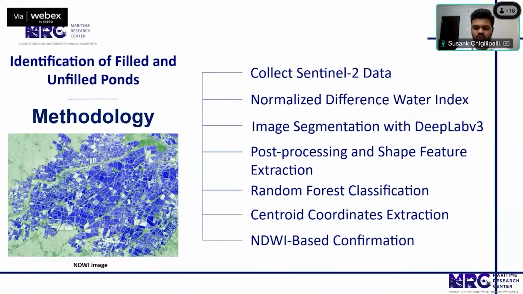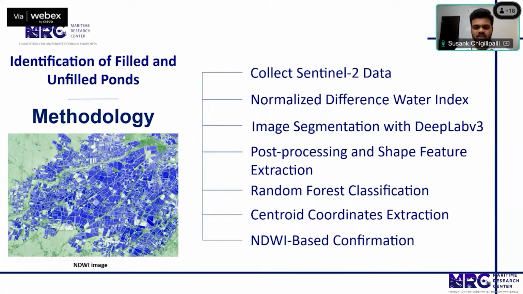So this is the methodology on how we identify filled and unfilled ponds using normalized difference water index and image processing techniques. We started with collecting Sentinel-2 data, focusing on the red, infrared, and shortwave infrared bands, which are crucial for distinguishing water bodies from other land features. Next, we calculated NDWI using green and near infrared bands. This enhances the visibility of water bodies in the imagery. Then we did image segmentation with DeepLab v3. This accurately segments water bodies in our image. This model helps us to identify and isolate the water bodies from surrounding land.